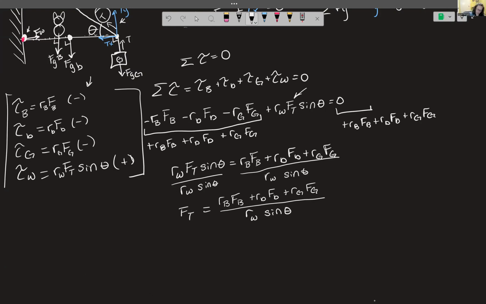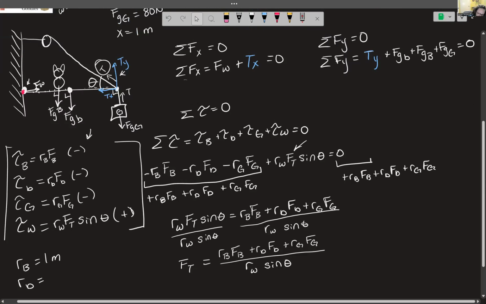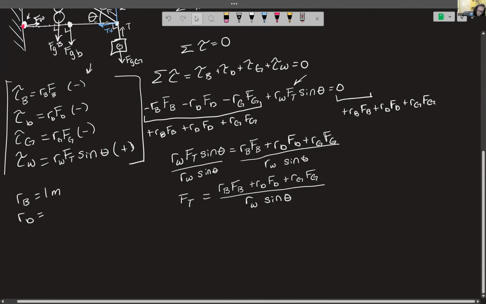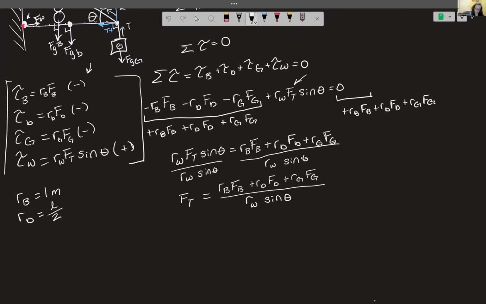Now I need to figure out what all my distances are, right? So the R of the bear is 1 meter. We know that. The R of the beam is going to be halfway along the beam. So the length of my beam is 6 meters. So this will be L divided by 2 because it's halfway, right? So this will end up being 6 over 2, 3. The distance to the wire is L, so that's the full length. And the distance to my goodies is also L. So that's going to be the full length.